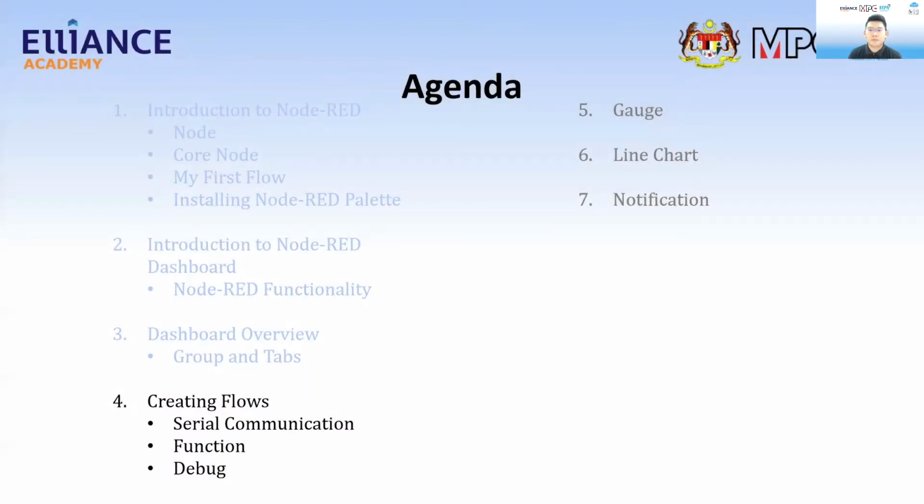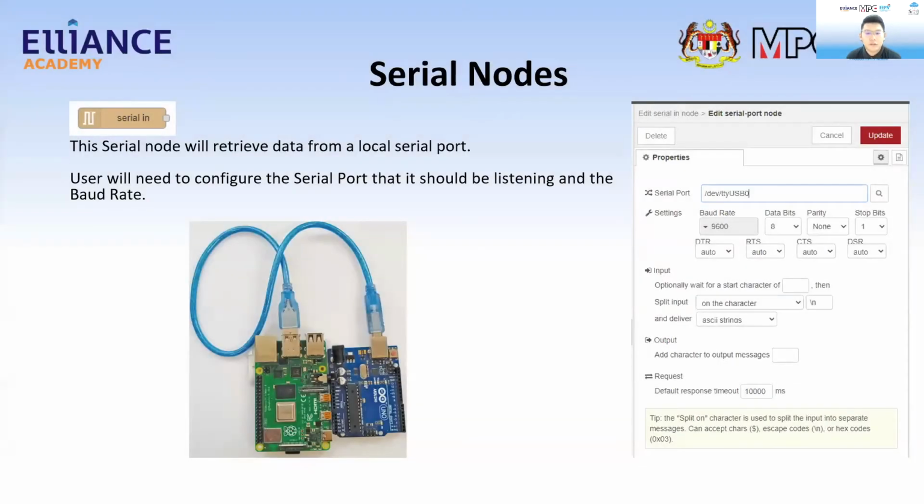Now we will go back to Node-RED to create our flow today to retrieve the reading from the Arduino. The first thing we're going to do is the serial node.